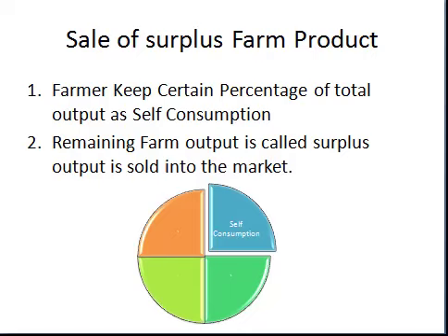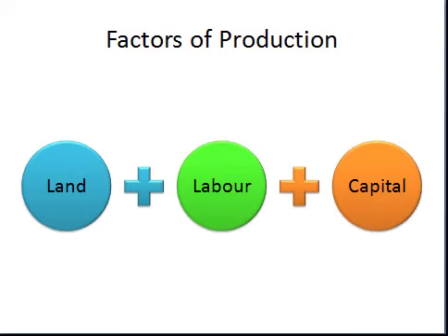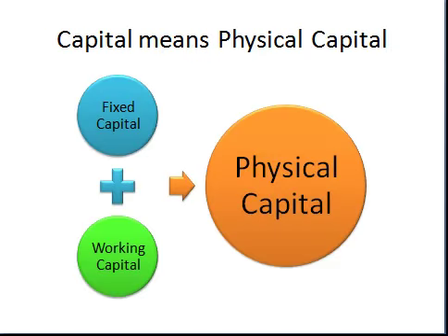Capital needed in farming. Capital is the most important factor of production. It is the third important factor of production after land and labor. Without capital, we will not be able to arrange the land, and will not be able to hire laborers in the farming. So with capital only, we can do the farming in an efficient manner.